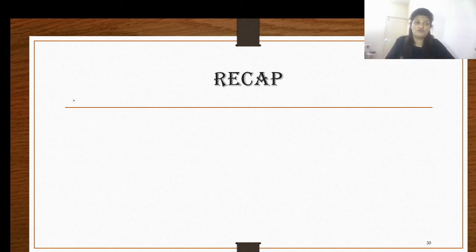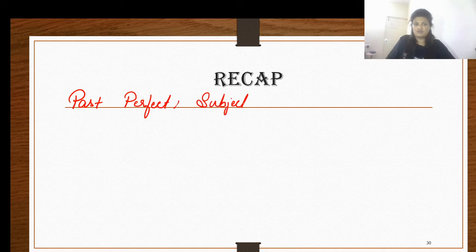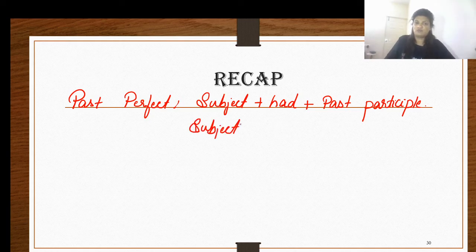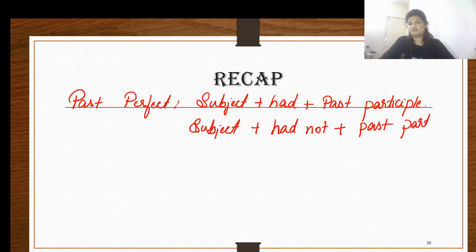Now let us move on and take a quick recap of what we have learned today. Well, the sentence structure of past perfect is we first use the subject. Soon after the subject, we use the past auxiliary, which is had, and then we use the past participle. To make it negative, all we do is introduce a negative word: subject, had not, and the past participle remains the same.